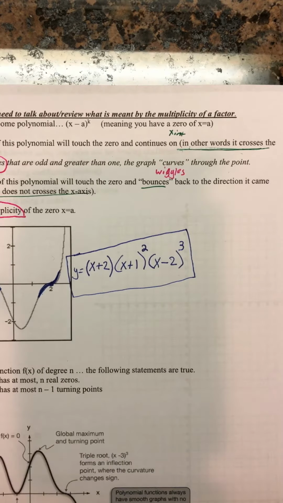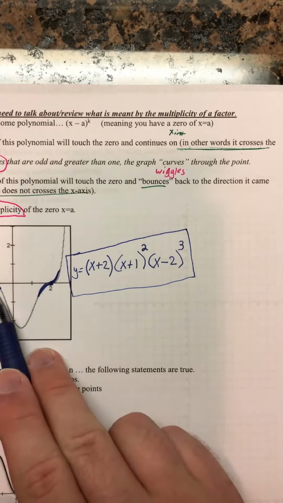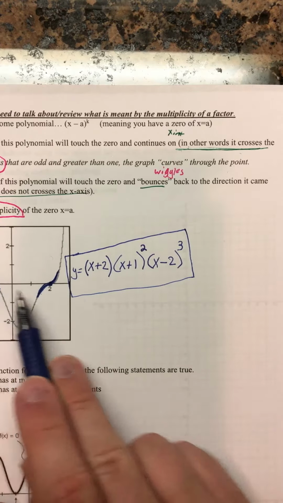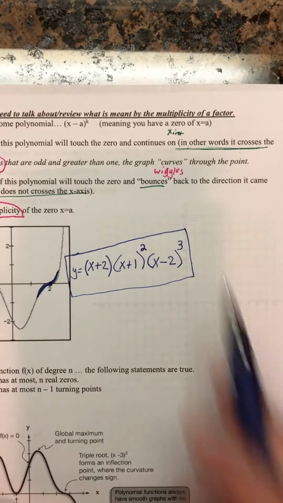It might be a little off. We may need to stretch it or shrink it, I don't know. But I bet you all the x-intercepts will look exactly like that. One will go straight through, one is going to bounce, and one is going to wiggle. So try that now. Go ahead and pause it.